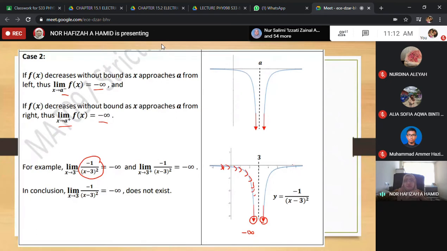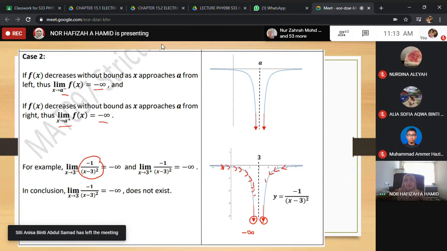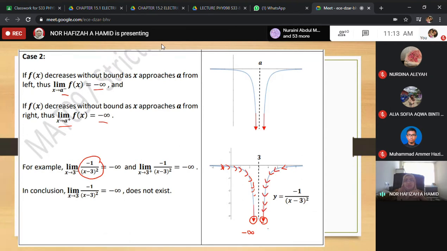Okay, so also when x approaches 3 from the right, the graph is also moving downward. So also negative infinity. So negative infinity means that y, this one is y, the value of y will decrease. Okay, so that's why we have negative infinity. So if both sides are negative infinity, the conclusion when x approaches 3, this is for the two-sided limit, when x approaches 3, we also have negative infinity, still does not exist.